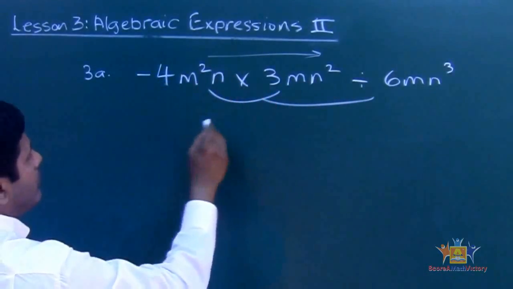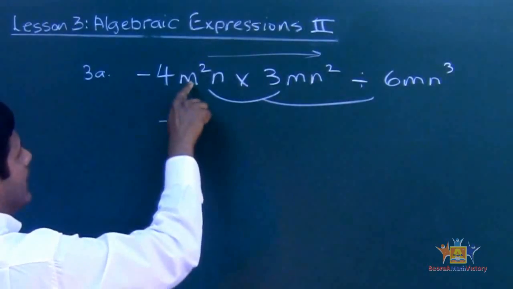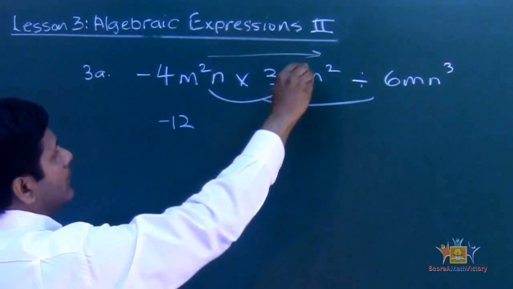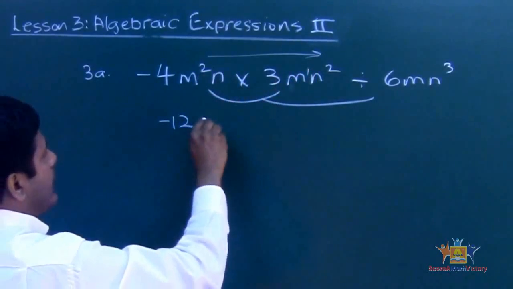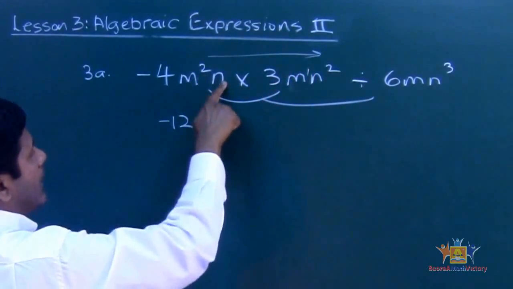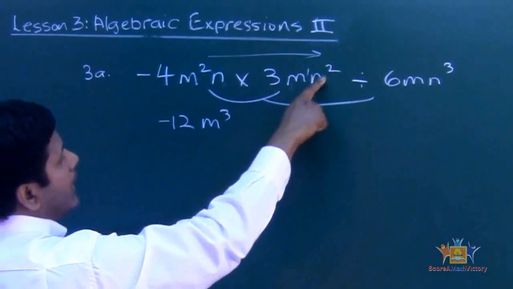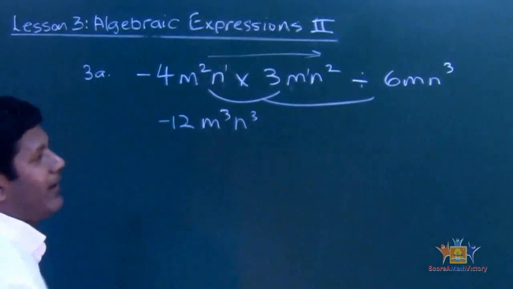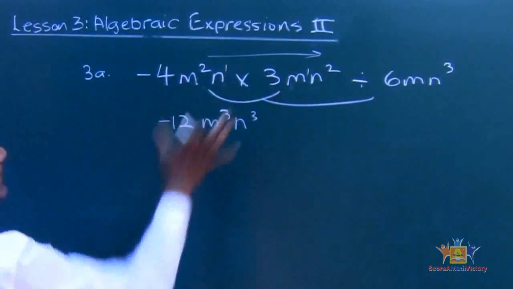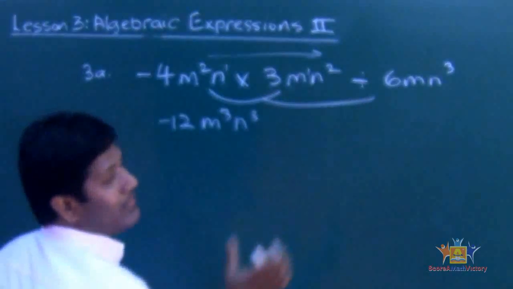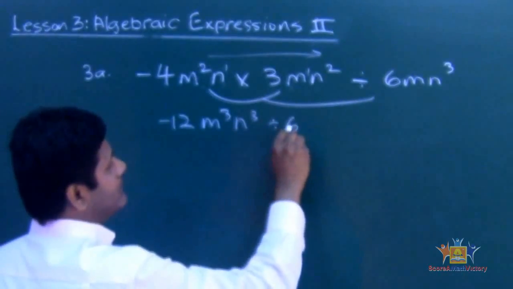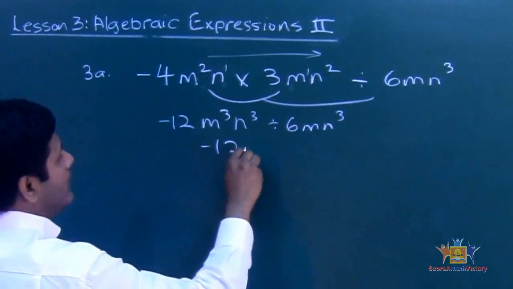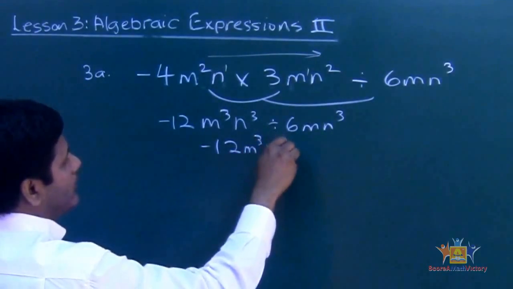Negative 4 times 3, negative 12. M squared times m. When you multiply, you add the powers, so m to the third. n to the 1 times n to the 2, 1 plus 2 becomes 3. Pretty easy, isn't it? We're done with that one. Now we divide it by 6m n cubed. So we put negative 12 m cubed n cubed.